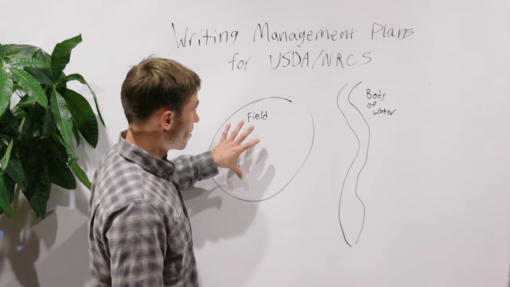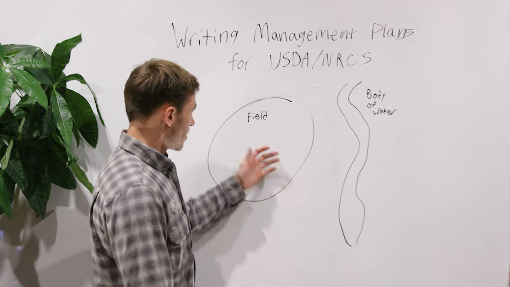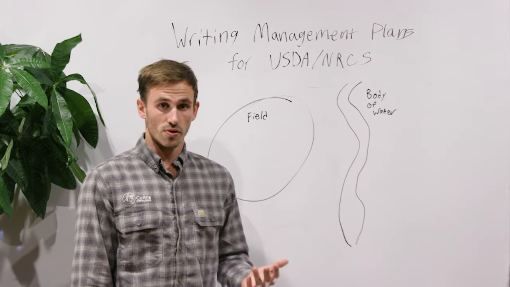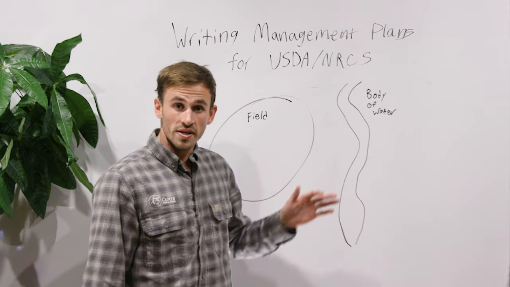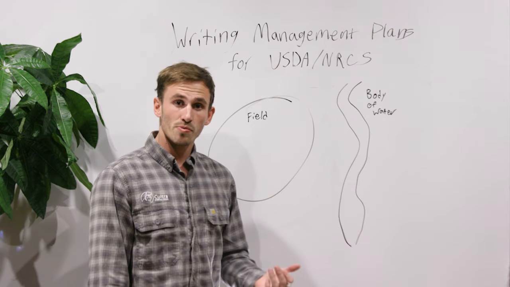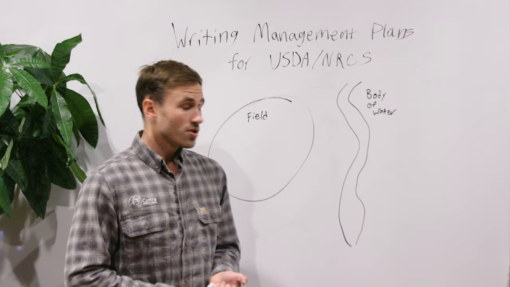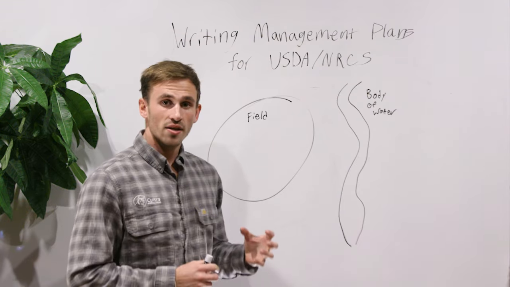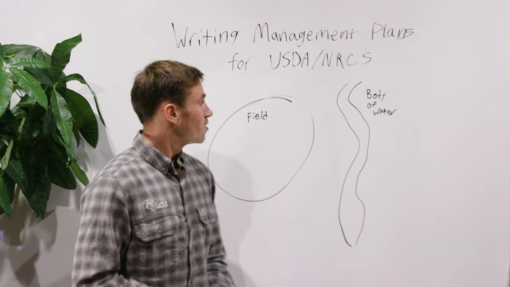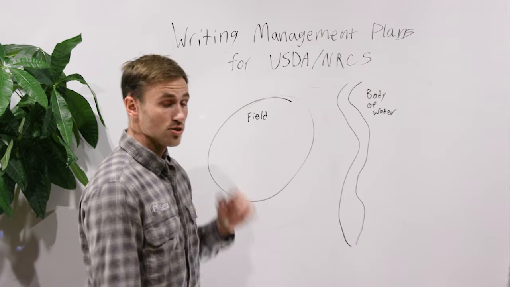So if we have one field that gets grid sampled on, say, 5-acre grids, and this is a 100-acre field, right? That's 20 soil samples for this field. For the purpose of a USDA NRCS management plan, we're going to generally average our soil test values in order to assign nitrogen, phosphorus, potassium amount to the field ID that we're talking about in this management plan.